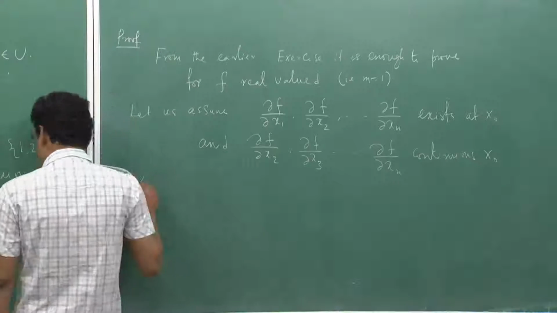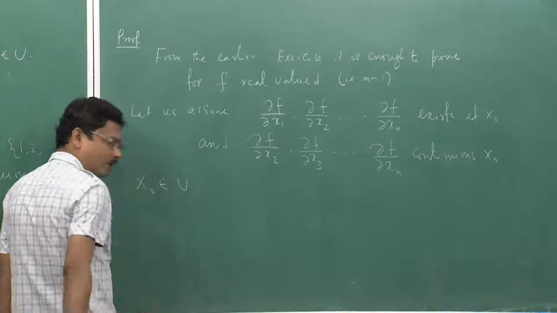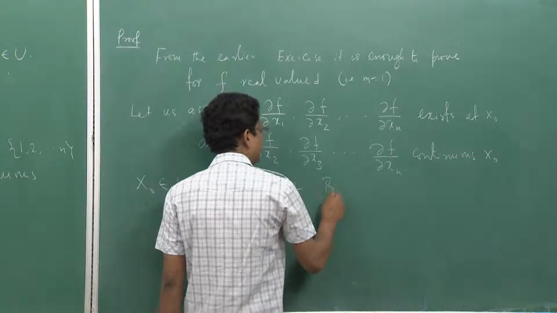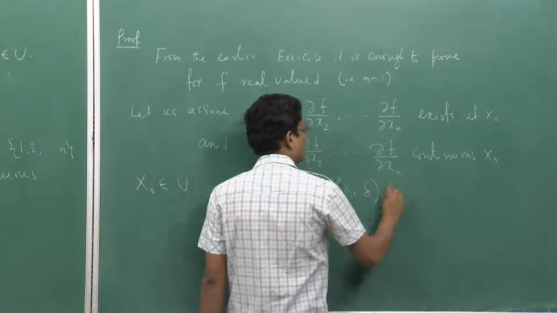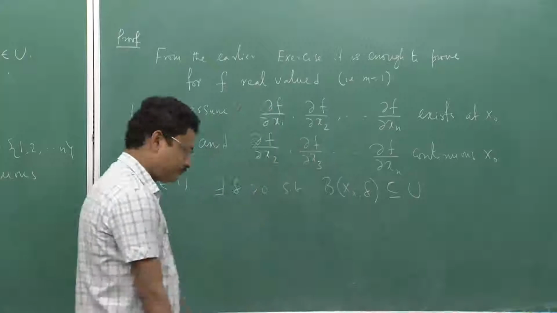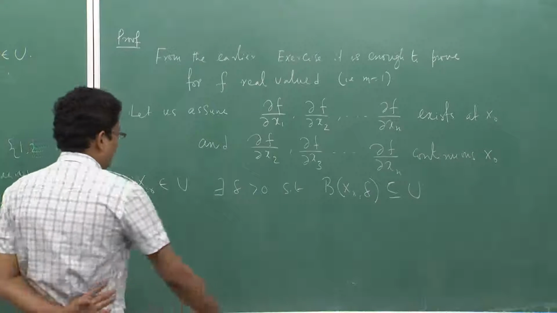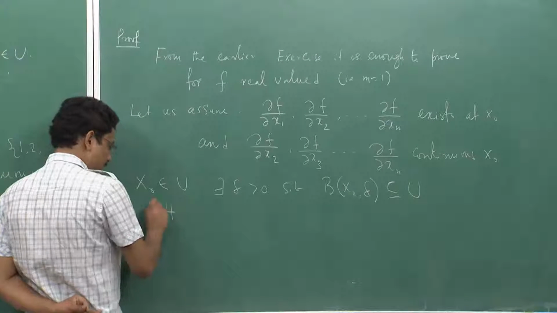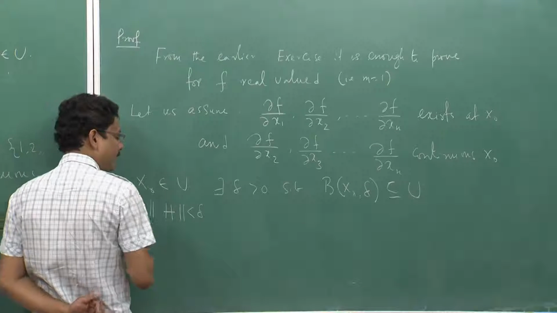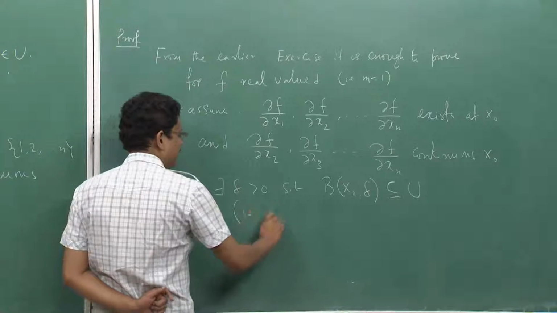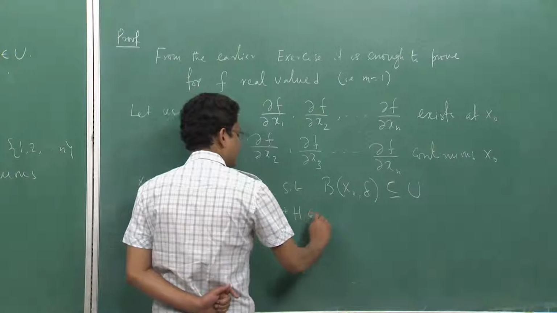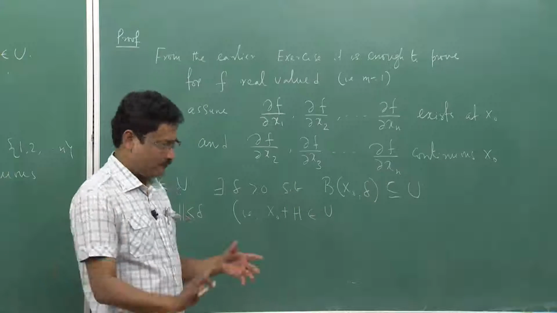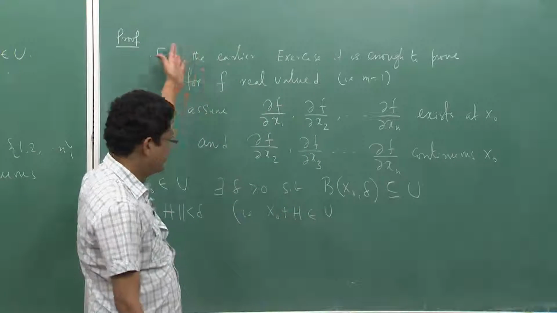Okay. Now, x naught is in U, which is open. So, there exists a delta such that if I take a ball around x naught of radius delta, this is completely in U, correct. Let us take any h such that norm of h is less than delta, that is to say x naught plus h is also in B(x naught, delta), so it is in U. I have to be in the domain everywhere to check, because f is defined only in U.